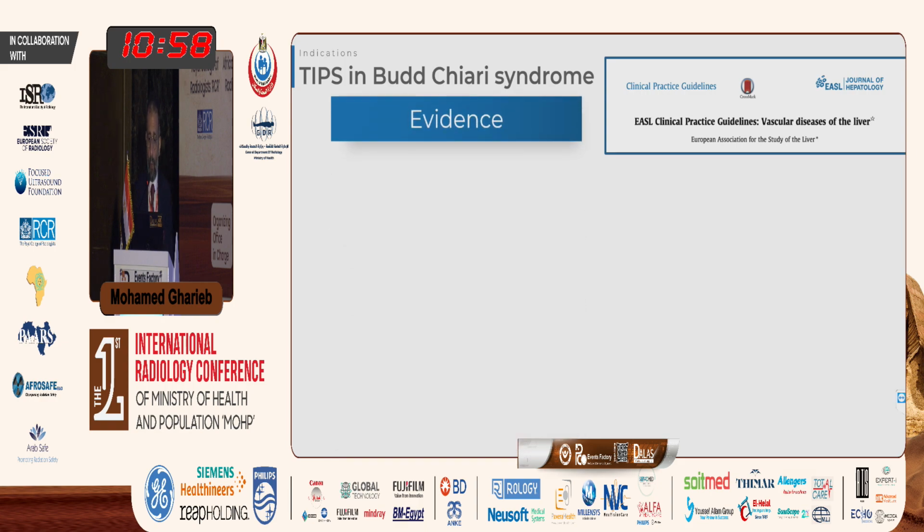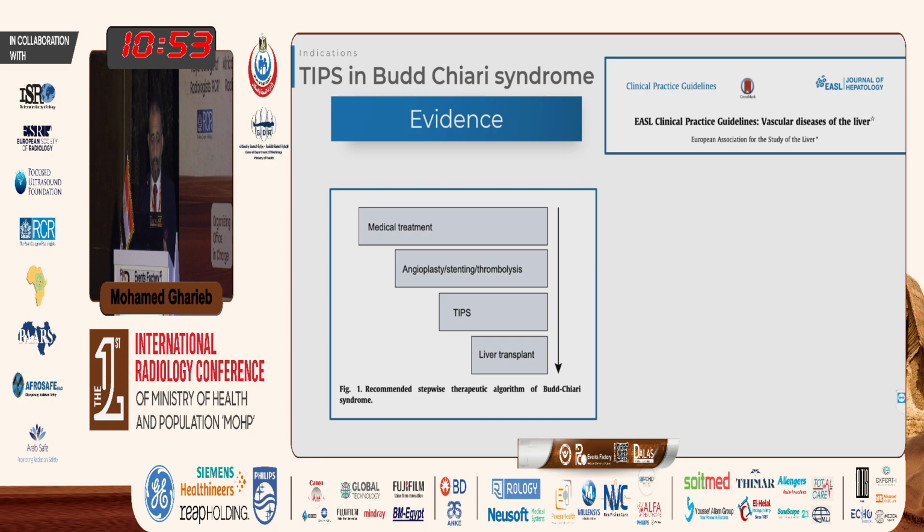EASL guidelines, the European Association for the Study of Liver Disease, in vascular liver disorders say that the treatment of Budd Chiari must be a stepwise algorithm: medical treatment first, which continues throughout the course of the disease, then angioplasty, stenting, and thrombolysis in short segment stenosis, as we said, then TIPS, and then liver transplantation.